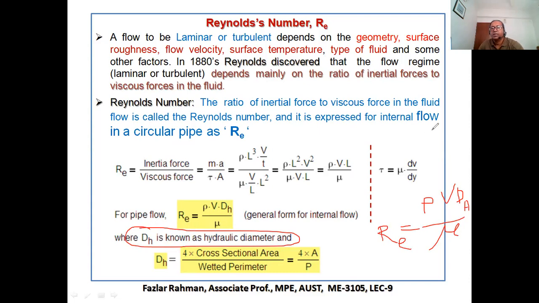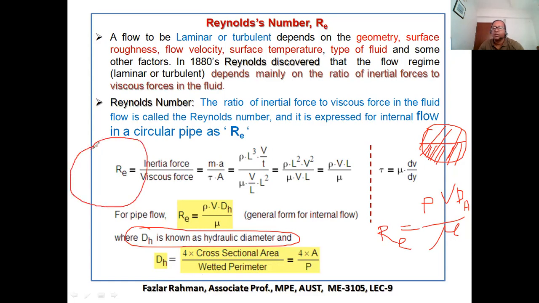Because sometimes you have a circular pipe, but it is not full, say flowing only this much. In that case, whose diameter will we use? If you use the full diameter, you are not getting the real number because the flow is only half. If the pipe is full, then you can use D. So that's why they use one more term, called the hydraulic diameter. So what is the hydraulic diameter? It equals 4 into cross-sectional area divided by wetted perimeter. Wetted perimeter means, in Bangla, beza ongsho.